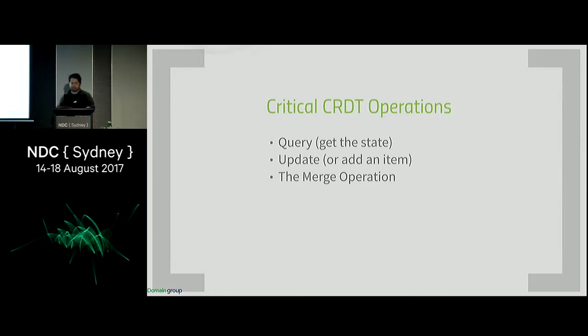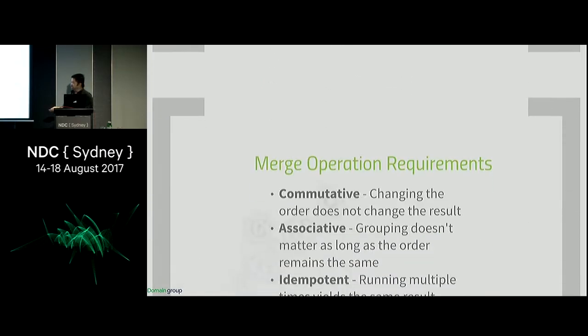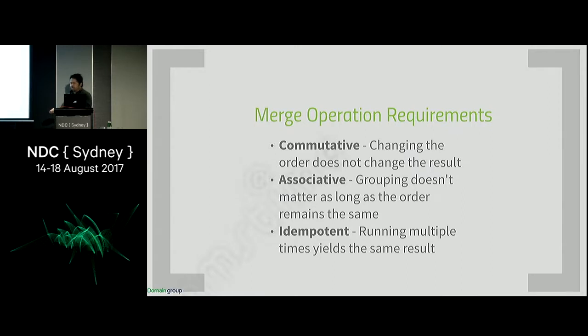The merge operation seems a bit scary because it seems like magic. How do I actually do something that maintains consistency? There are three things that you basically need to be able to do with a merge operation. Commutative, meaning order doesn't matter. Associative, meaning that the grouping doesn't matter either.